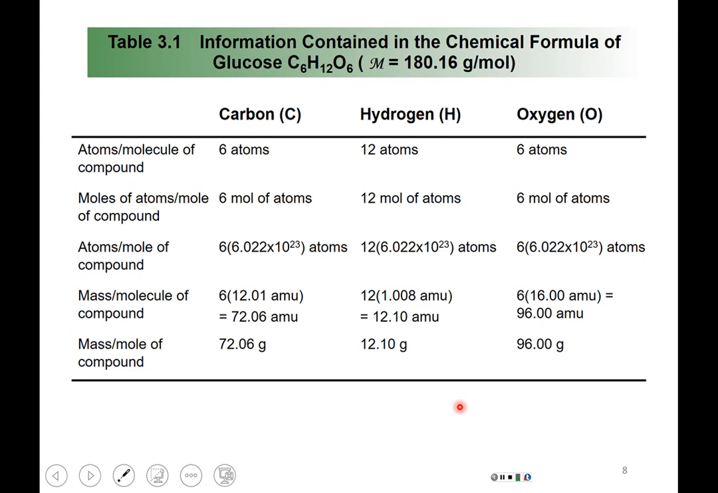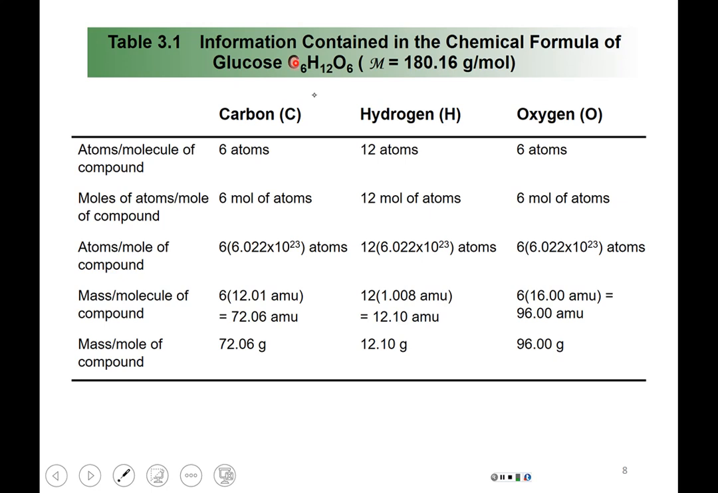And if we look at a chemical formula for a compound that's a little bit more complicated, glucose, that chemical formula is shown here, C6H12O6. Right? Now, if we add up all those atoms and their atomic weights, the molecular weight is basically 180 grams per mole.